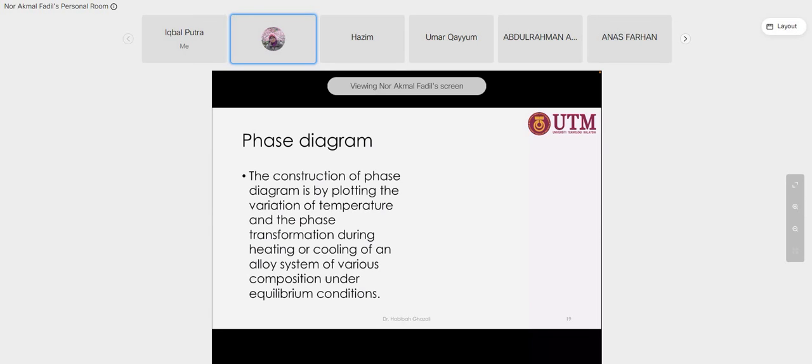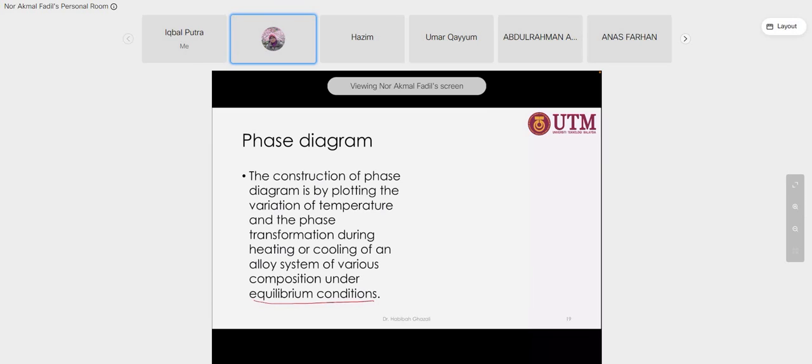Equilibrium is when you allow the reaction to happen. Non-equilibrium is when you force it to form a certain phase. Equilibrium is when we do a cooling process and allow diffusion to happen slowly. For example, we do a cooling process at a very slow cooling rate, then you can obtain the equilibrium condition. But if it is not equilibrium condition, for example, you do a very fast cooling.